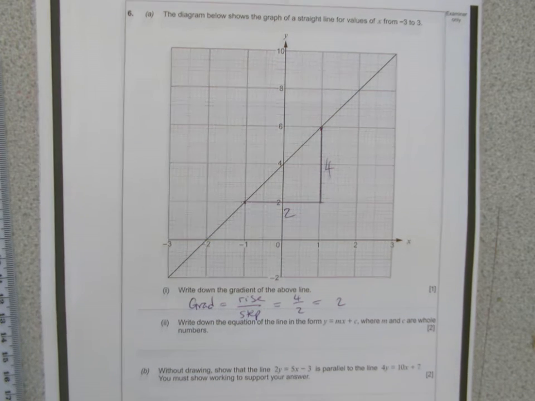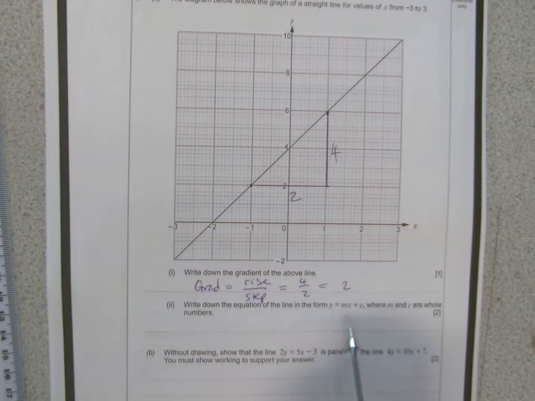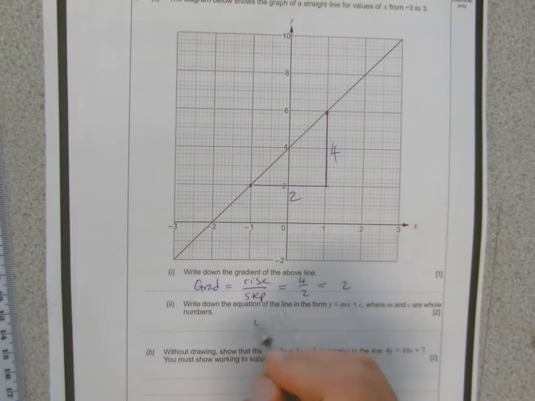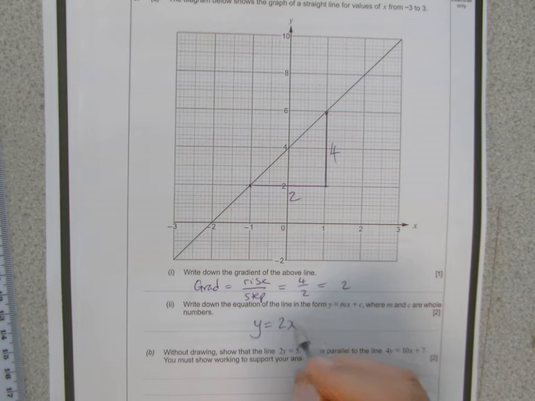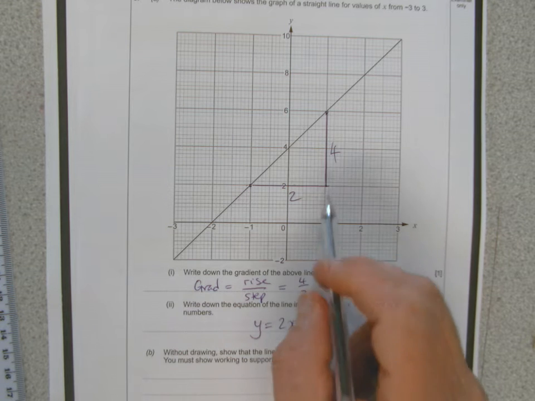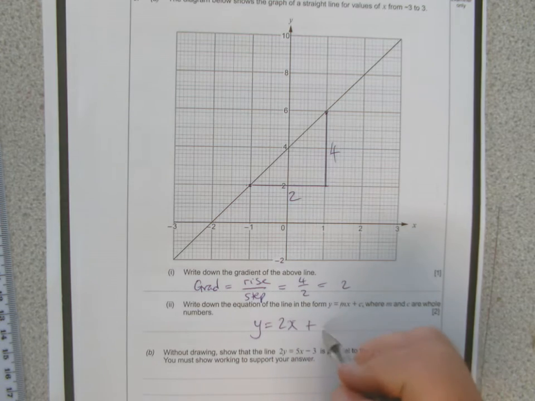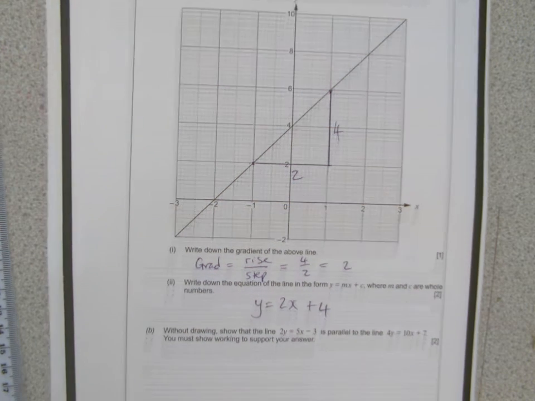Now write down the equation of the line in the form y equals mx plus c. It says m and c are whole numbers. Now, m is the gradient, so it'll be 2x instead of m, because we worked out the gradient to be 2. Plus then c. Now, c, quite simply, is where the line crosses the y-axis. It crosses the y-axis here, so we plus 4.